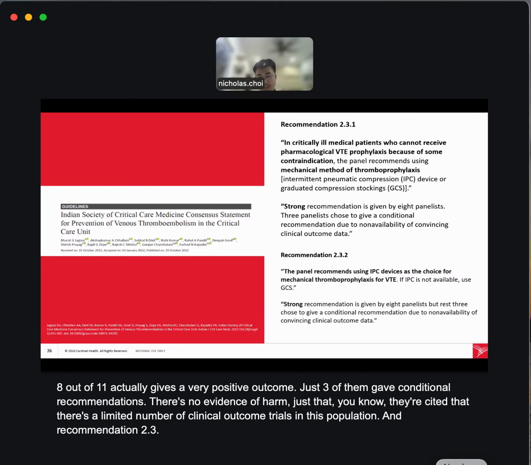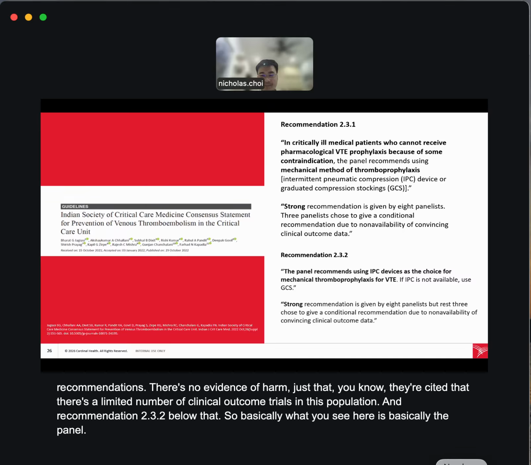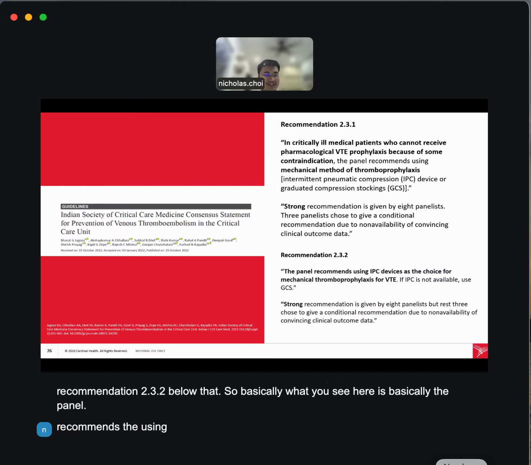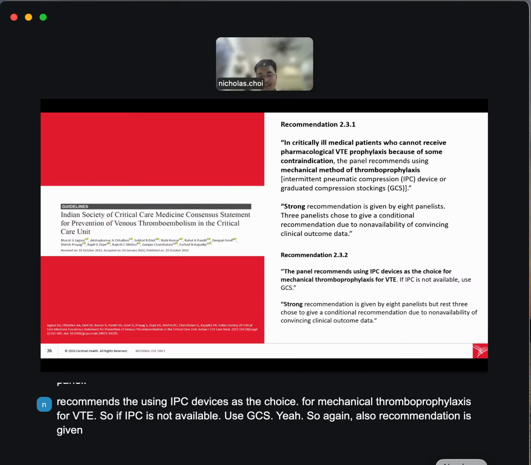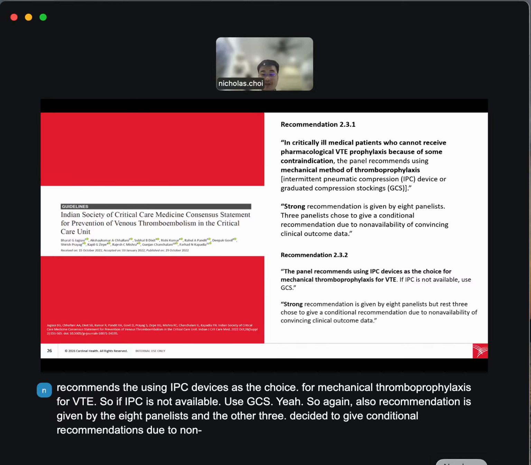And recommendation 2.3.2 below there. What you see here is that the panel recommends using IPC devices as the choice for mechanical thromboprophylaxis for VTE. If IPC is not available, use GCS. Again, this recommendation was given by 8 panelists, and the other 3 decided to give conditional recommendations due to non-availability of clinical outcome data.